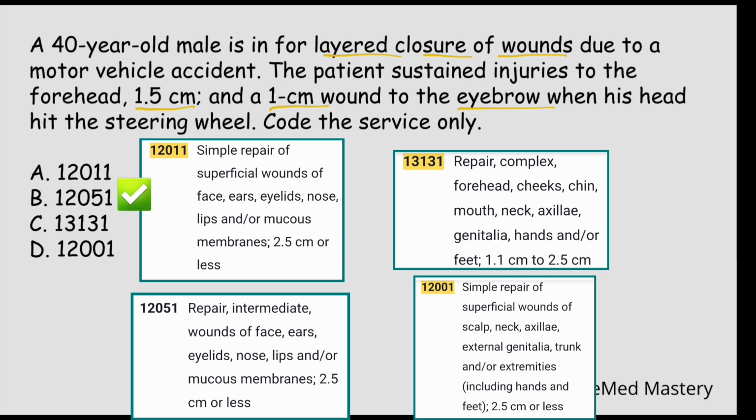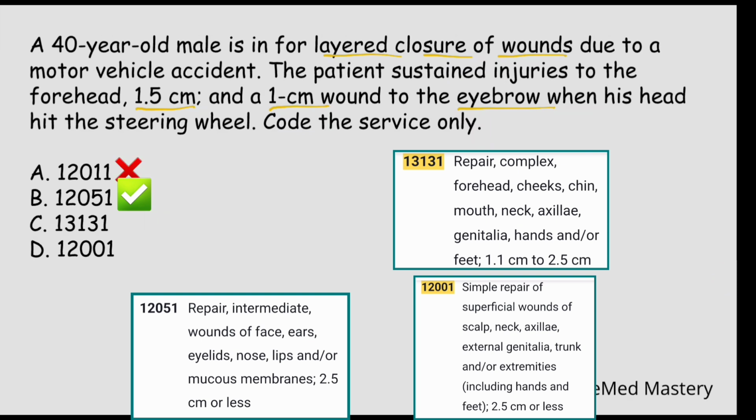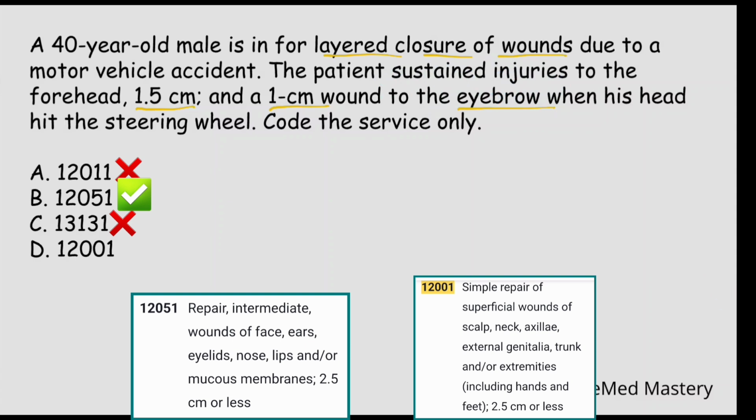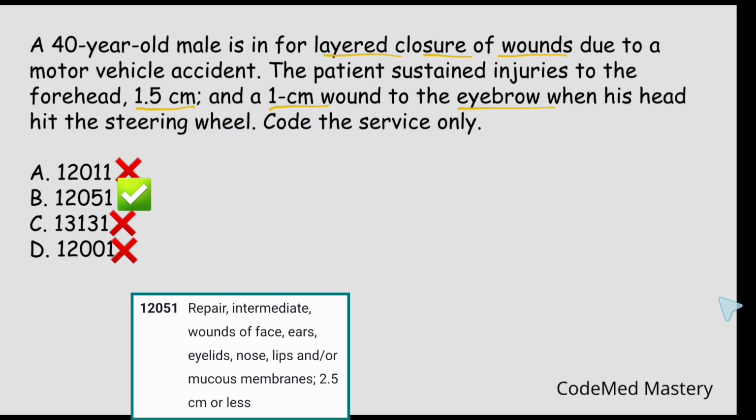We'll eliminate option A, 12011, because that is for simple repair. We'll eliminate option C, 13131, because that is for complex repair, but in our case this is intermediate repair. And the code 12001 is also for simple repair. Therefore we'll eliminate option D. Let us move on to the next question.